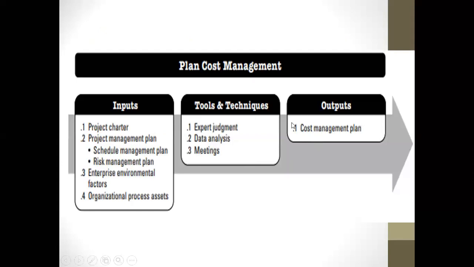Quickly, let's look at the inputs, tools and techniques that will be required. In the inputs, we need the project charter, we need the project management plan, and in the project management plan, we essentially need the schedule management plan and the risk management plan. Then we'll also need the enterprise environmental factors and the organizational process assets. Then on the tools and techniques, we need expert judgment, where we can use focus groups, industry experts, subject matter experts, and consultants, and we need data analysis tools to analyze the information we get. Then we need meetings. At the end of the day, we'll have the cost management plan.